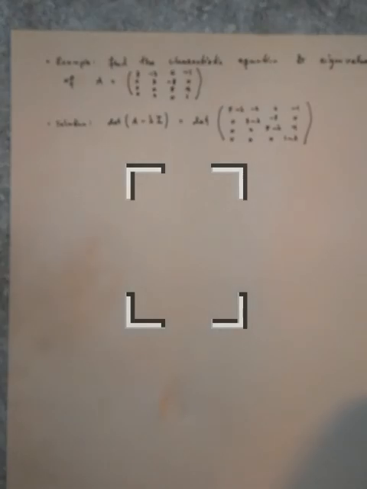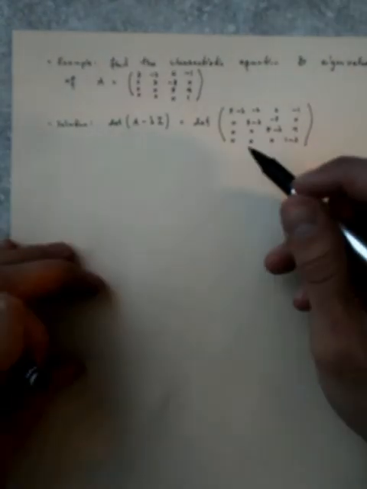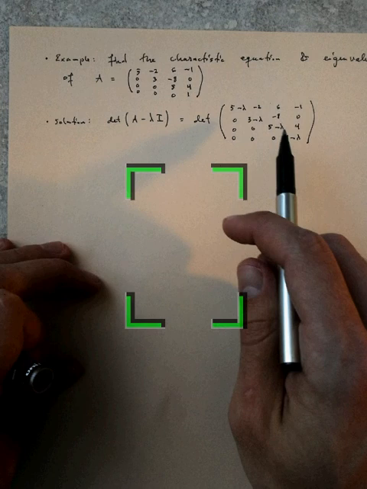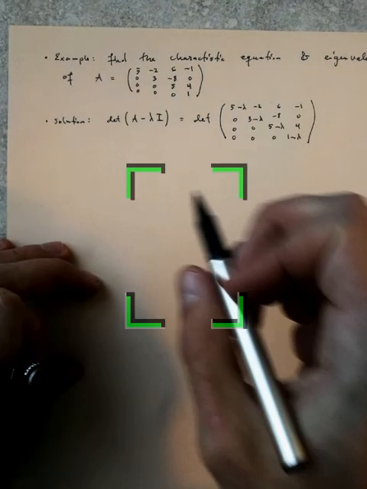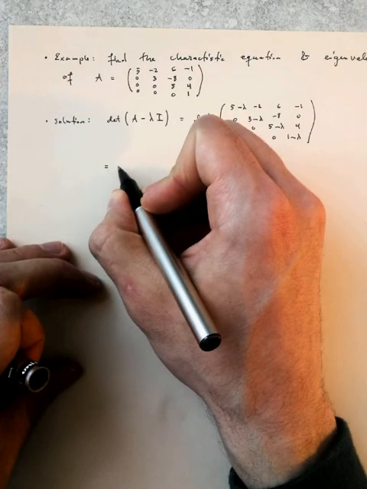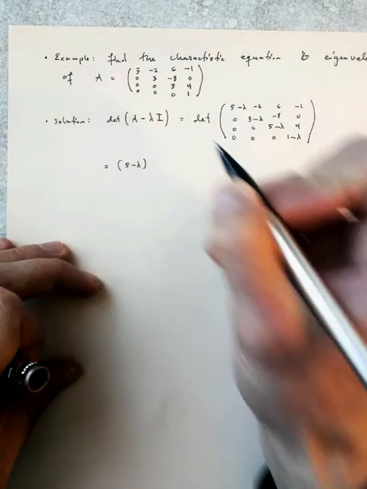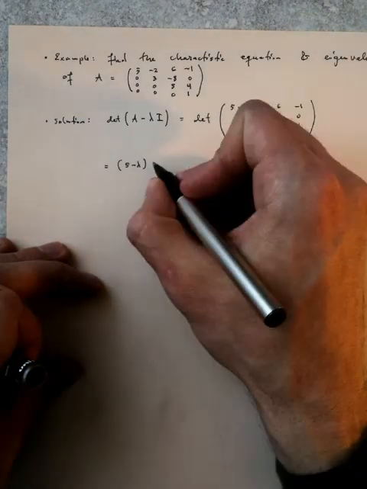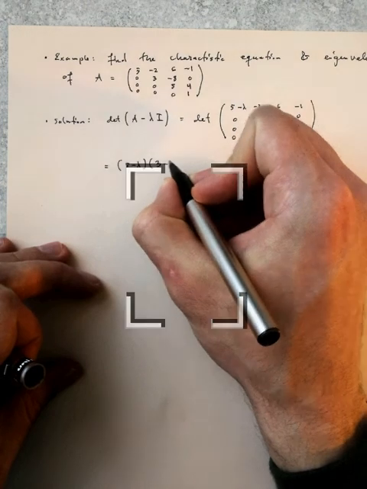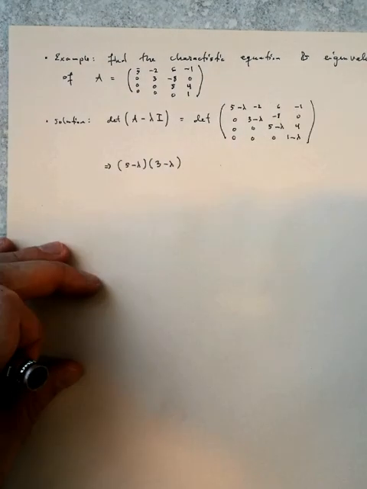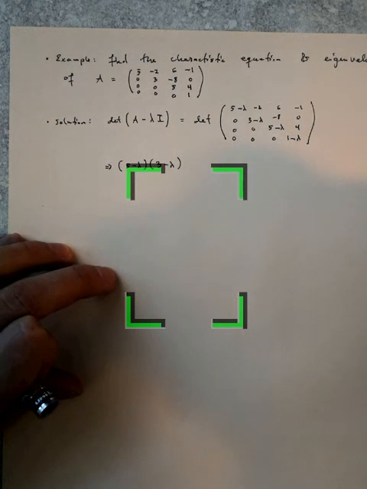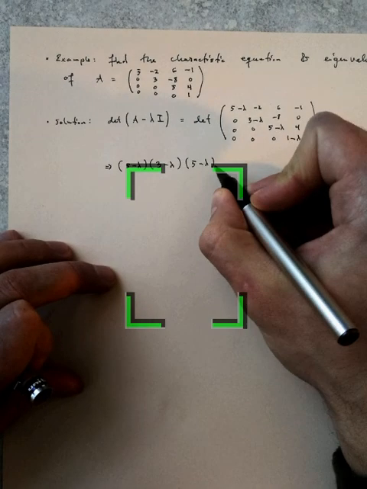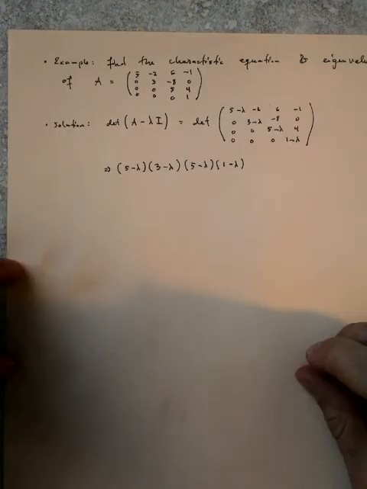Okay, to find the determinant of this matrix, I would just multiply down the diagonal, because if you do a cofactor expansion, you go down the first column, you have this term. This is equal to 5 minus lambda times the determinant of this submatrix. Let's go down this row again. 3 minus lambda times another 5 minus lambda and 1 minus lambda. Okay?